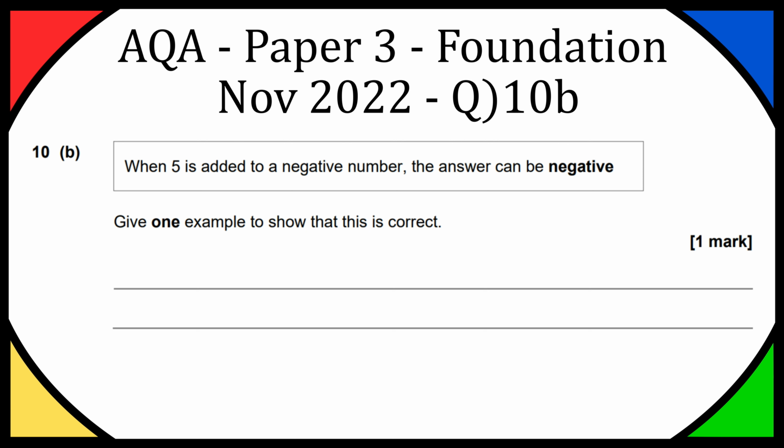So you can pick pretty much any number smaller than -5. I've chosen -7. So if we take -7 and add 5, we're going to get -2. So that is one of the correct answers. There's multiple other correct answers as well, as long as you get a negative outcome using 5 and a negative number. Hopefully that made sense.